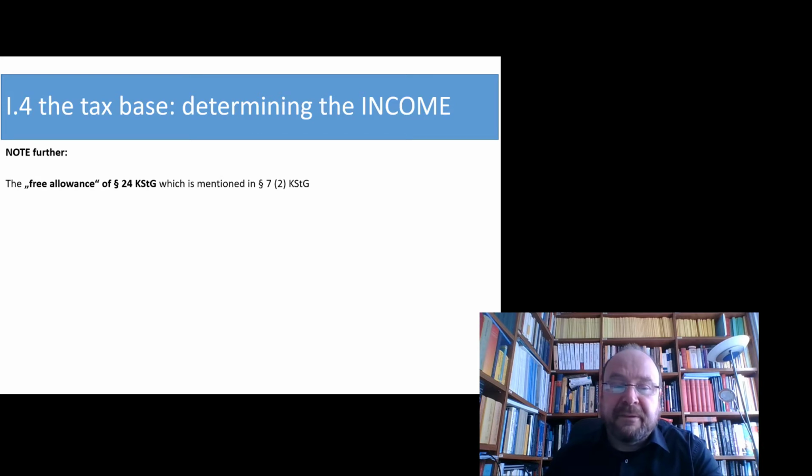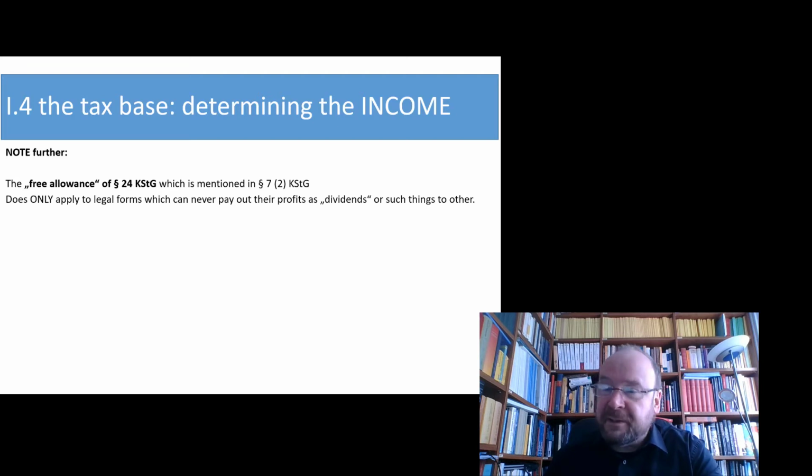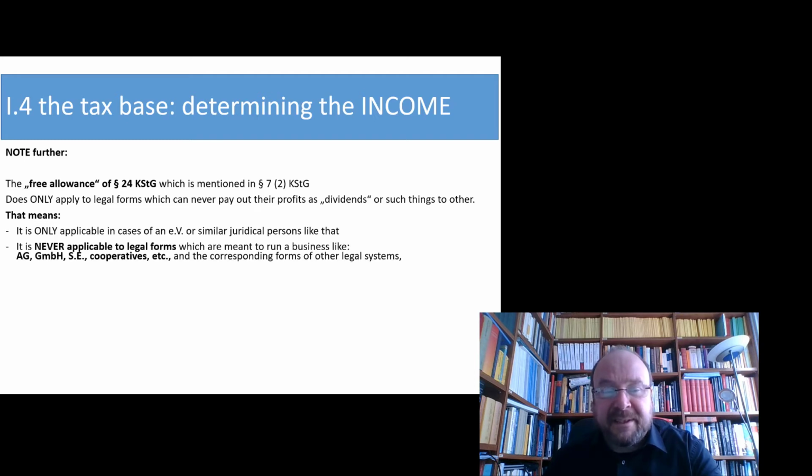Note further, the free allowance, which is mentioned in paragraph 24, which we have already seen, does only apply to legal forms which can never pay out dividends. So it does not depend on if they pay out dividends this year or not. It is the question if they can never pay out dividends due to their legal form. And that is only registered private associations like a chess club, EV, or a foundation or something like that, in certain circumstances can qualify for that. But for a GmbH, an SE, a cooperative, and other legal forms, you can definitively forget this free allowance, it is forbidden in such cases.